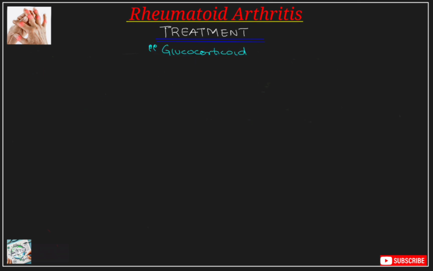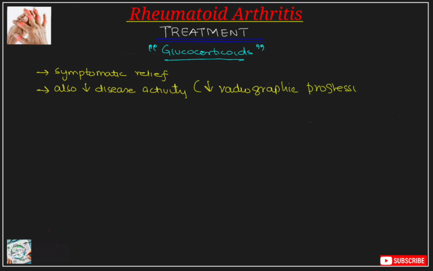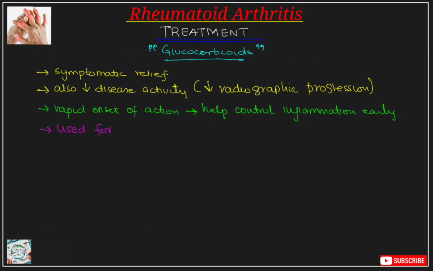The second class of drugs used in the management of rheumatoid arthritis are glucocorticoids. They provide rapid and dramatic symptomatic relief, and also reduce the disease activity and slow the radiographic progression of joint damage. They have a very quick onset of action, making them useful in acute flare-ups. However, for long-term management, they should always be used with DMARDs and for the shortest duration possible.